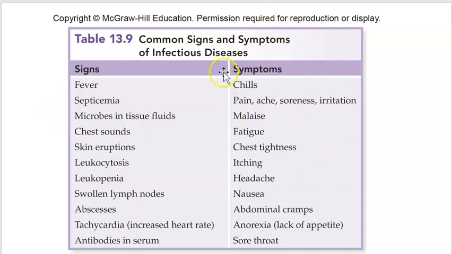When you look at the symptoms, this is distinctly different, because this is a lot more subjective. The symptoms are what the patients are going to feel, and this is a little bit harder to measure. Something like a fever, yeah, that's easy to measure. You check somebody's temperature. But if somebody says they're experiencing chills, how do you measure something like that? How do you measure something like headache or itching?